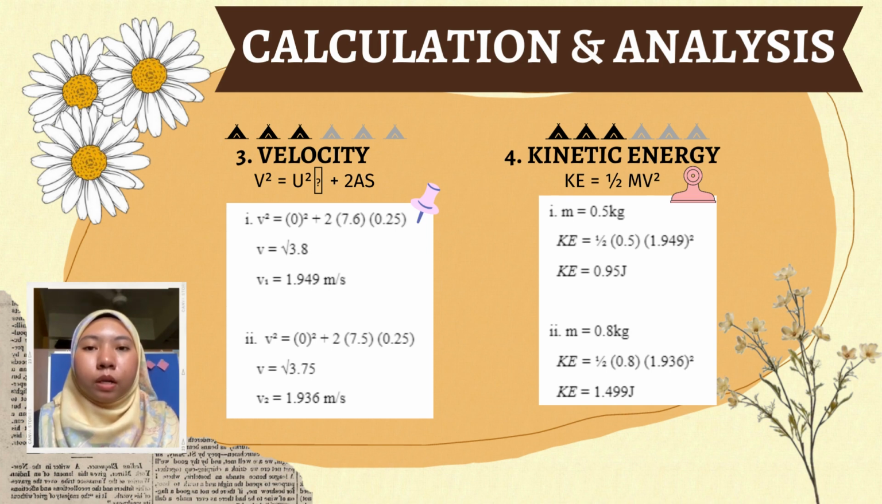The next step for the calculation is to find velocity and kinetic energy. For velocity, we use the formula v squared equals u squared plus 2as, where a is acceleration and s is distance. For kinetic energy, the formula is half times mass times velocity squared.